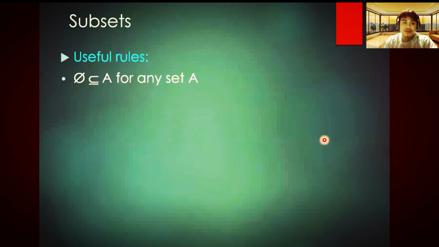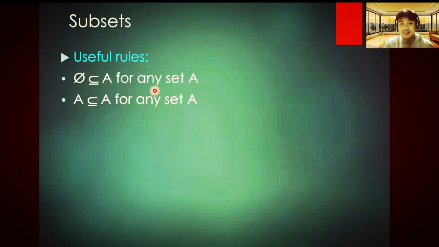So another rule: the null set is a subset of A for any set. So lahat ng set natin, lahat sila subset si null set. And also, A is a subset of A for any set. So any set is a subset of itself.